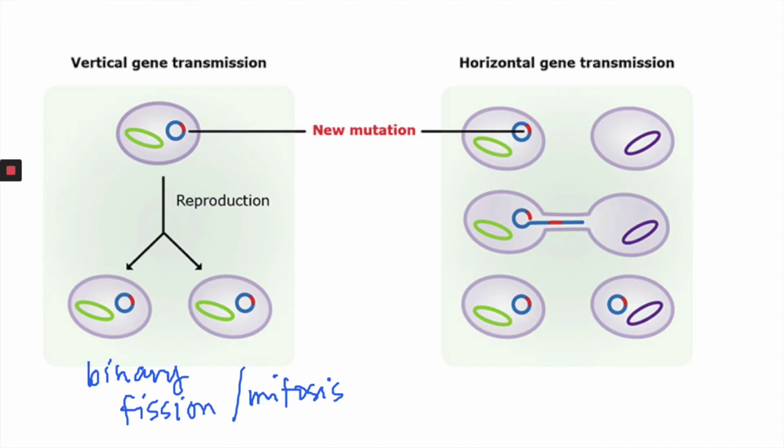Next one, horizontal gene transmission. So in horizontal gene transmission, we have here a bacteria with the plasmid with mutation. And in order to transfer this one to an adjacent bacteria, there would have to be conjugation happening. Conjugation means temporary union of two bacterium or two microorganisms for DNA exchange.